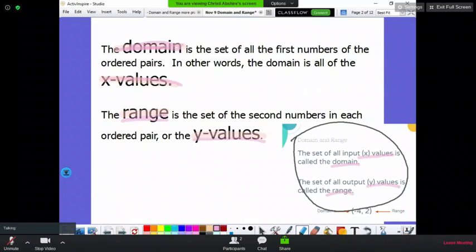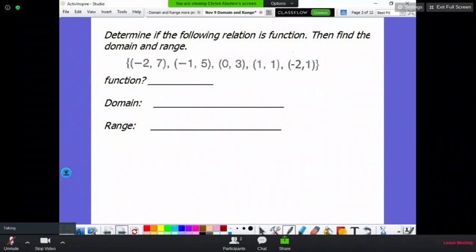But what you need to know is that x, the first number in an ordered pair, is part of the domain, and y, the second number in an ordered pair, or the output, or even f of x, is the range. So we're going to look at this list of ordered pairs, and the first thing we're going to do is determine if it is a function.